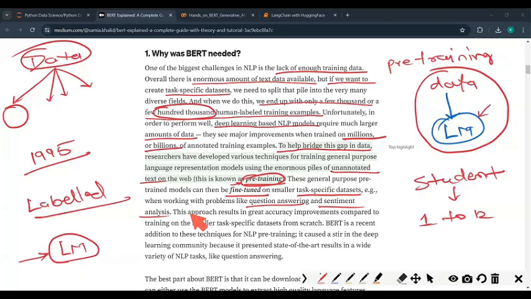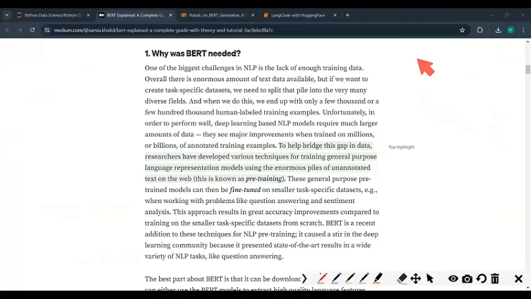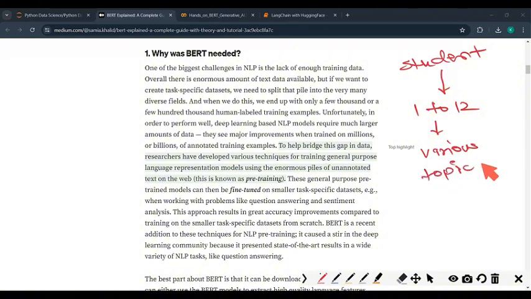But let's first create a student who is pre-trained first. Now the overall idea is, let's say there is a student who is taught from 1 to 12. This student is taught various topics, right? Mathematics, science, Hindi, English, literature, all of that. This student is taught various topics during their training phase. So class 1 to 12 is their training phase. They are trying to understand the world, how it works. But think of another student.